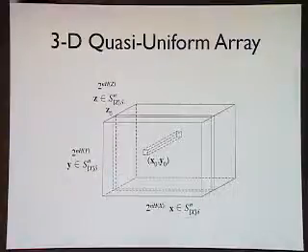If you fix a particular point x naught, y naught, which are some typical sequences, and you poke the cube in this direction, if you run into at least one dot, then the number of dots would be approximately the same anywhere you poke into the cube. Of course, you can poke into the cube in three different possible ways. So this is what I call a quasi-uniform array.